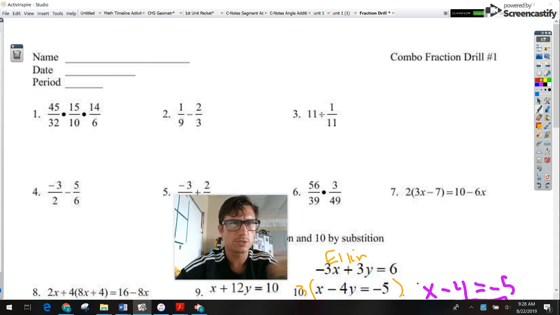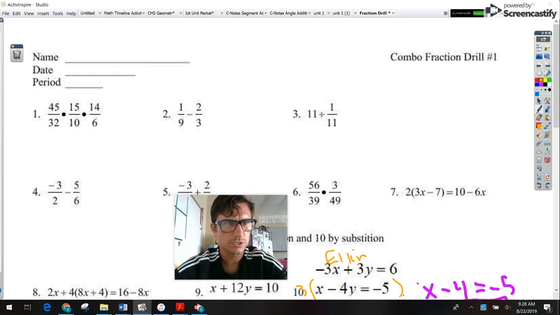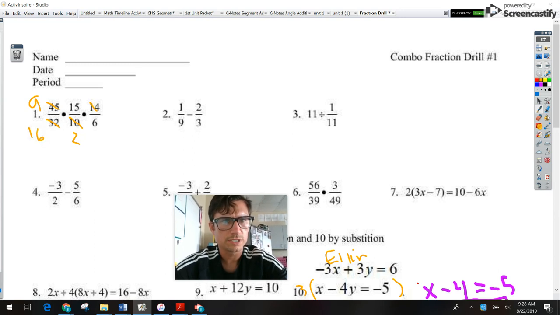If you look at this, we have multiplying. Check for cross simplifying. A good habit could be to take the larger numbers. So let's say 45 and 10. Both divisible by 5. 45 divided by 5 is 9, and 10 divided by 5 is 2. Then 32 divided by 2 is 16, and 14 divided by 2 is 7.